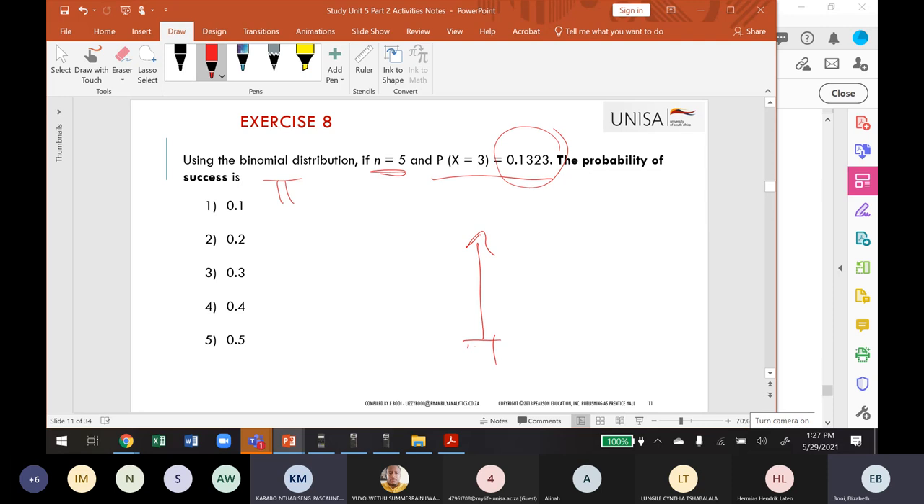So you will find that probability there where n is 5, x is 3, 0.1323. Where that probability sits, you go out, and you look for that probability at the top of the table. It's option 3. That's what you need to be looking for. So let's go there.